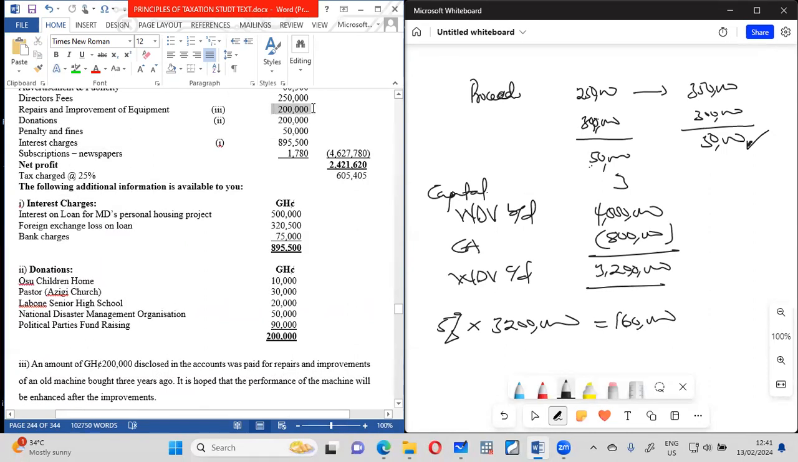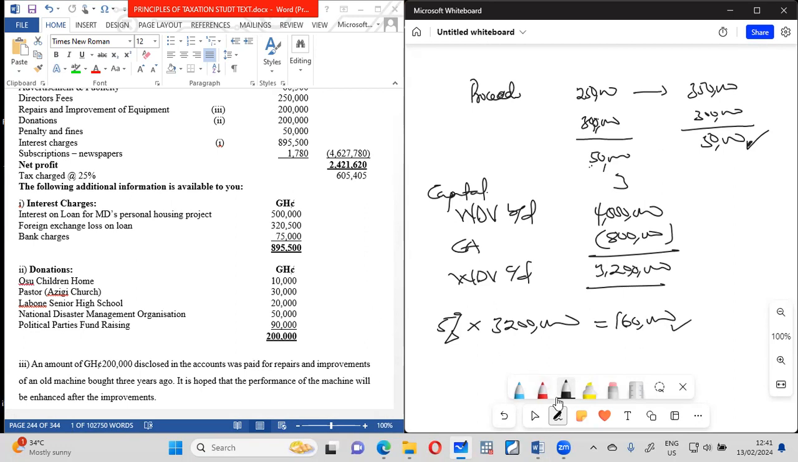200,000. So what will happen is that we have to add back this 200,000 and actually deduct only 160, sorry. Or you can decide to add back just 40,000. All right. You can decide to add back just the 40,000. All right. So that is that.